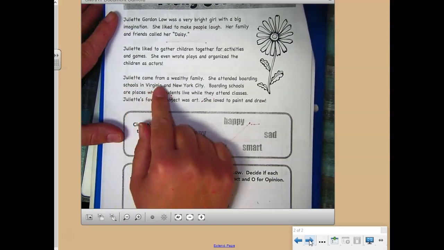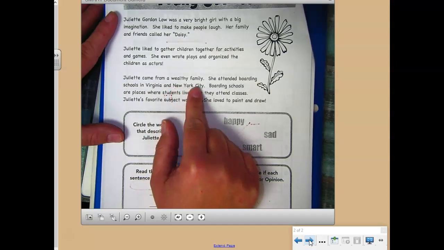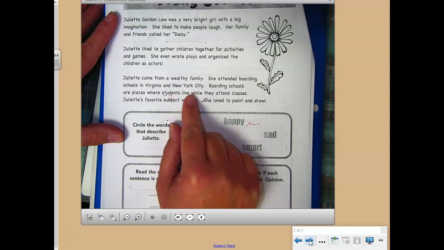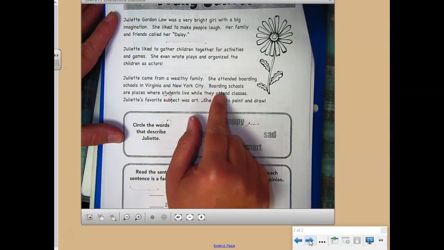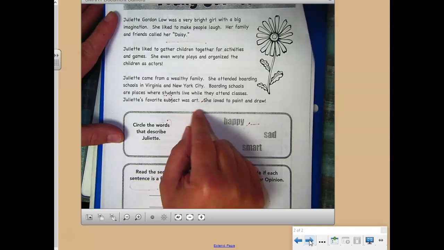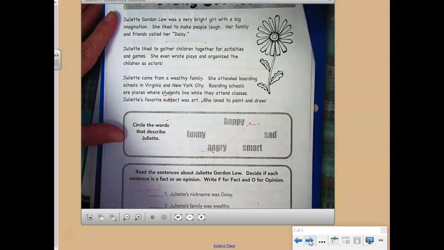Juliette came from a wealthy family. She attended boarding schools in Virginia and New York City. Boarding schools are places where students live while they attend classes. Juliette's favorite subject was art. She loved to paint and draw.